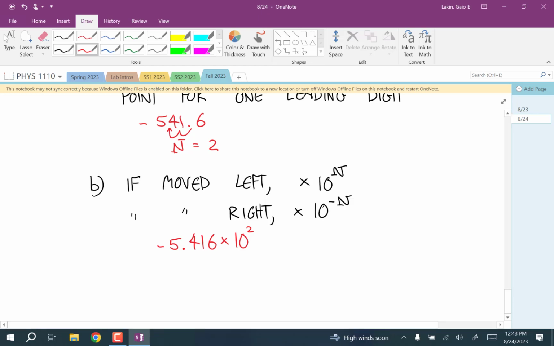Instead of remembering left and right, you also can think if your starting number has an absolute value that's bigger than 1, your exponent is going to be positive. And if your starting value has an absolute value less than 1, your exponent is going to be negative. That does the same thing. Okay? Any questions about that?